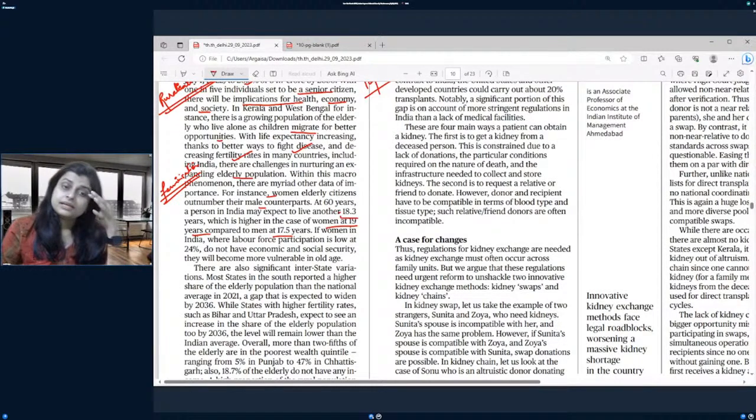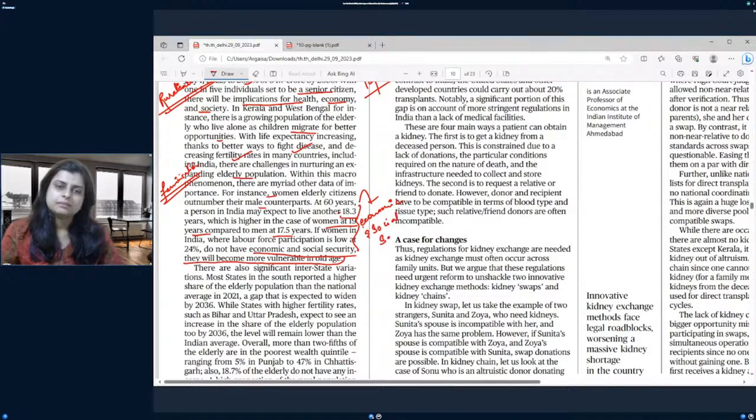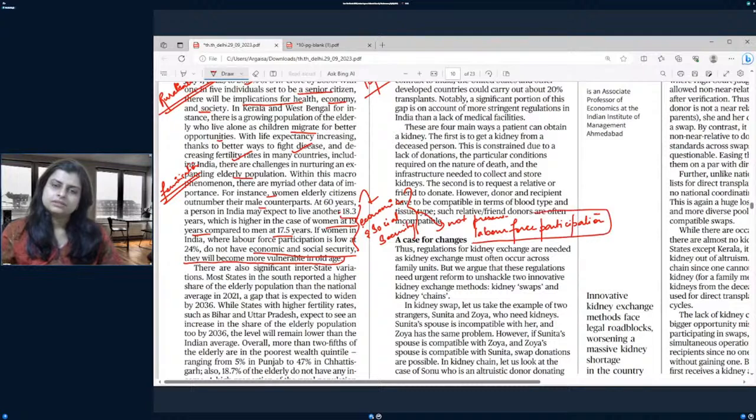So if women in India, where labor force participation is low at 24%, do not have economic and social security, they will become more vulnerable in old age. So what they want to say is that women usually bypass economic and social security, and why and how is this happening? Because they are not present in labor force participation. And once they are not there in labor force participation, they are economically and socially fragile, and what is going to happen is that they will become more vulnerable in old age. Why? Because there will be no security for them, so they will become more vulnerable in old age.